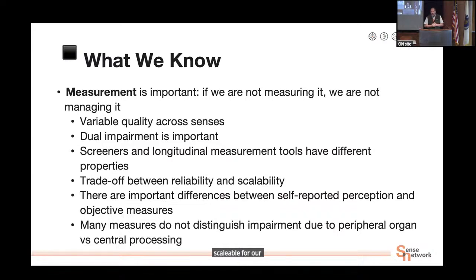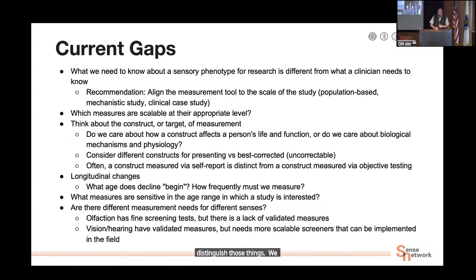There are important differences between self-reported perceptions and objective measures that we have to pay attention to and that we have to tell other people to pay attention to. And many measures do not distinguish impairment due to peripheral organ versus central processing. So we can't always distinguish those things. We may be interested, but that's an open question.